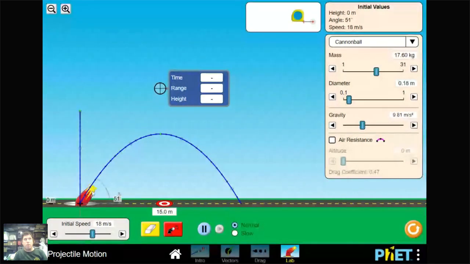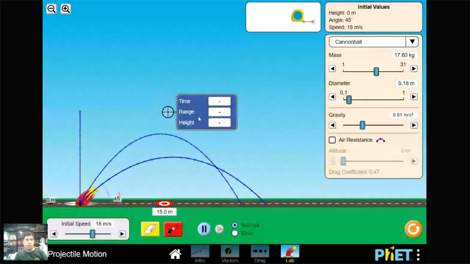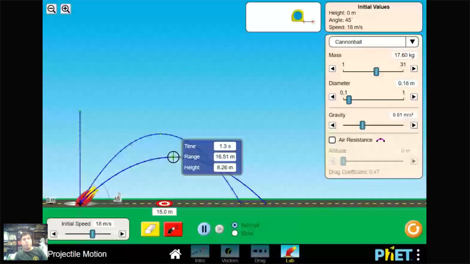Okay, what about our 45? Now, if the math was right, this should be our farthest shot yet, and we should never be able to beat it at 0 meters above the ground. So in this case, let's find our thing here. Okay, 16.5. We've gone further. That 45-degree angle so far is the winner.